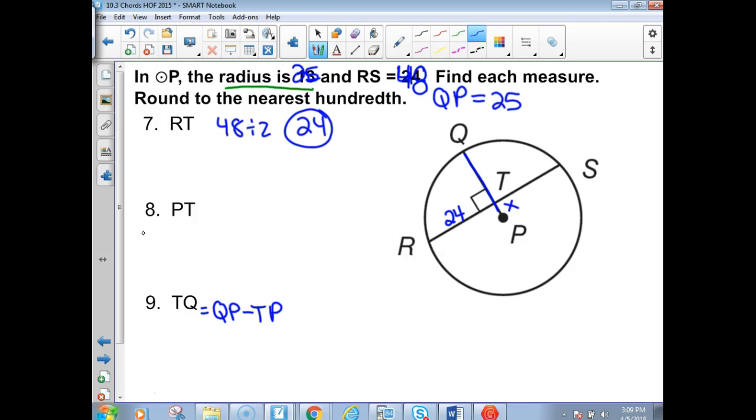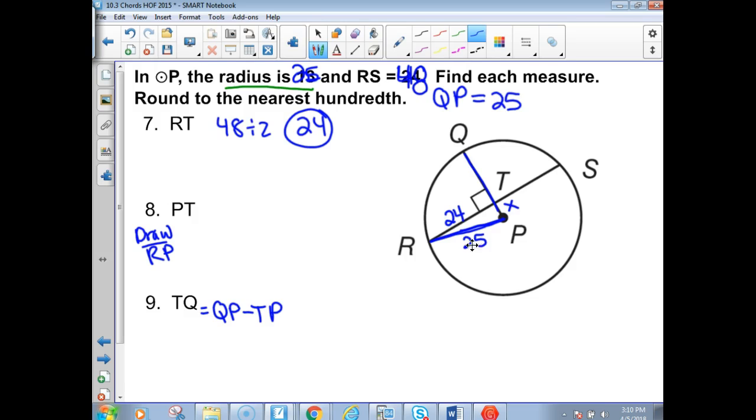I need to draw RP. Draw a segment RP. Now, what is RP? It's a radius because it goes from a point on the circle to the center. So it would be the length of the radius, which is 25.